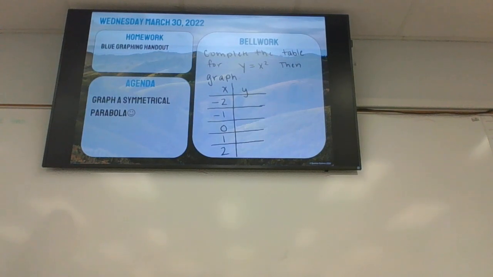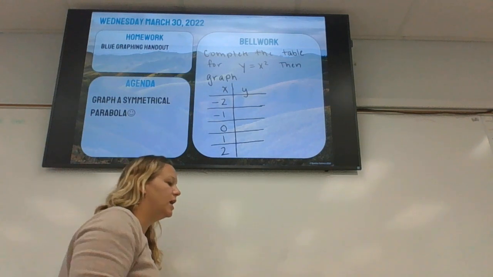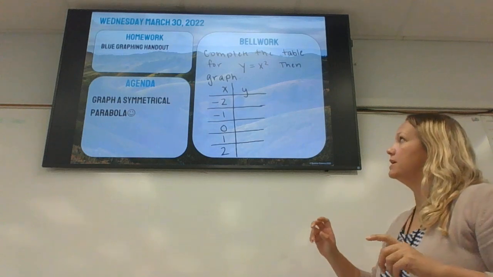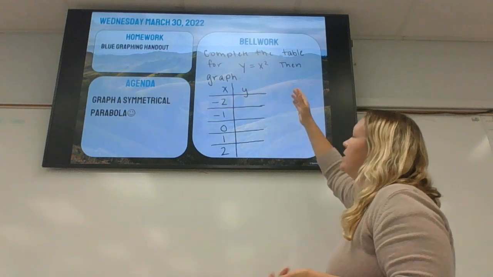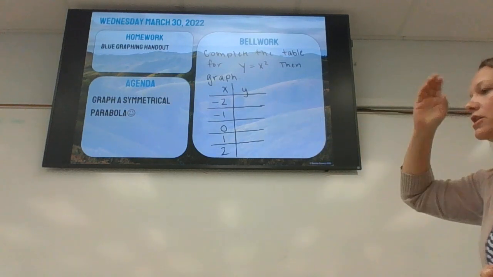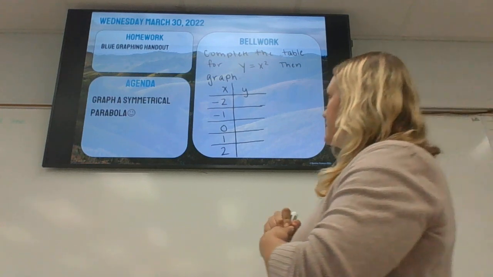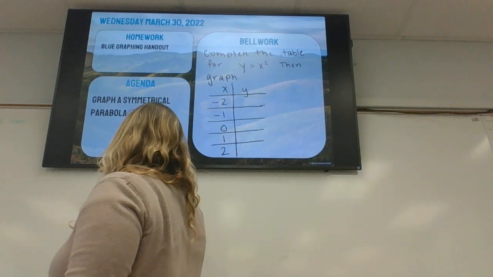Okay, rise over run is used for straight lines, not parabolas. Anything that's a quadratic, meaning a degree 2, such as x squared, makes it a curved parabola. So, when you're filling out this table, you have to be a little careful about the negatives.